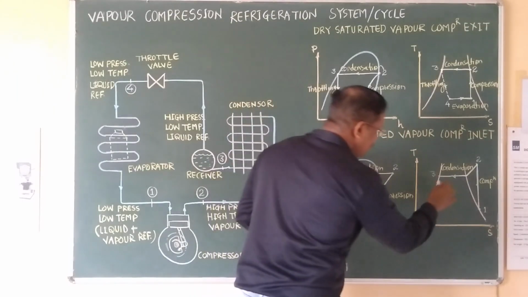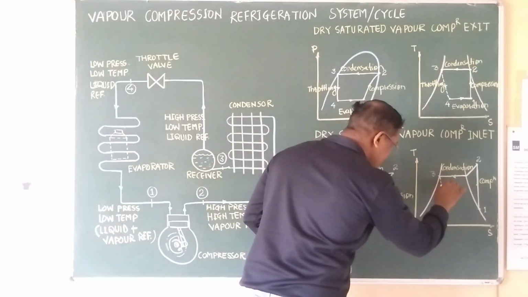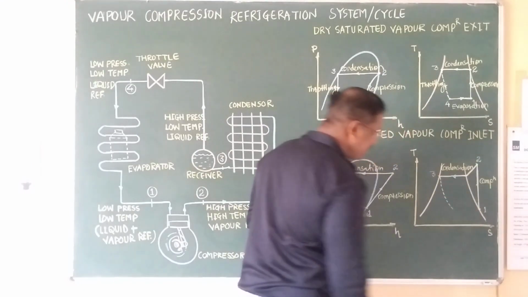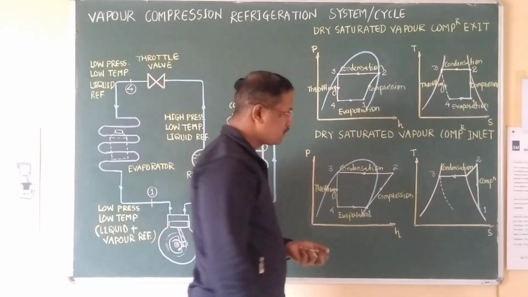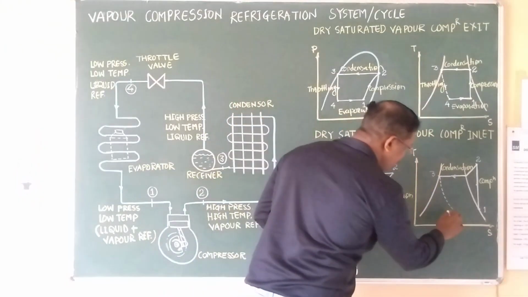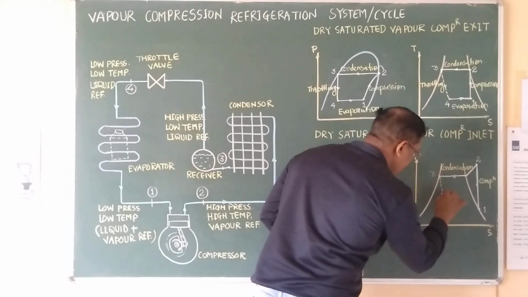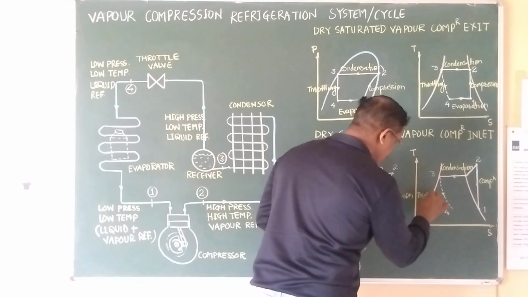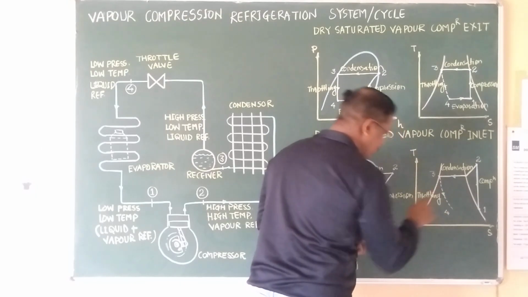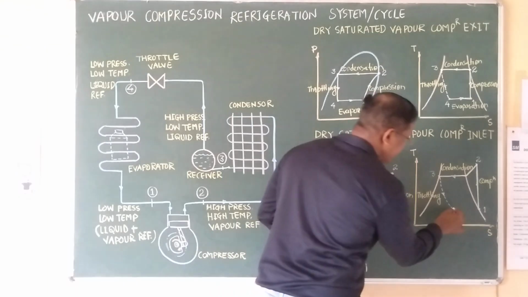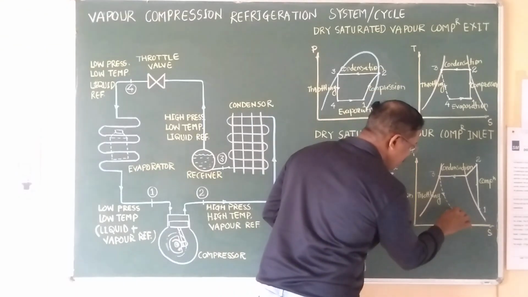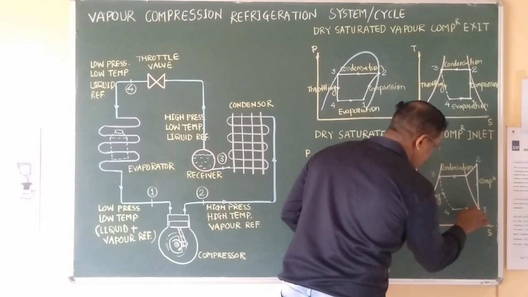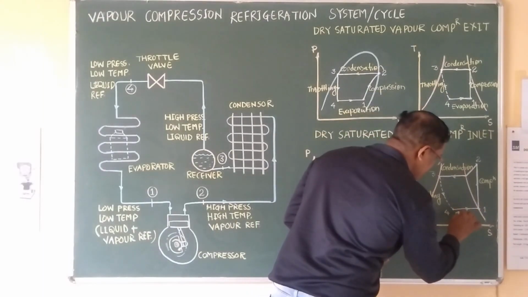Then throttling process, non-reversible process. So entropy increases during this, temperature drops. This is point 4, throttling. And after throttling, it enters the evaporator unit, and the outlet of the evaporator is a dry saturated vapor. So this is evaporation.